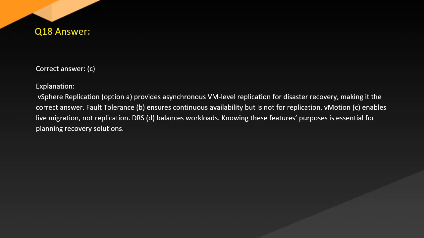Answer. Correct answer, C. Explanation. vSphere Replication, option A, provides asynchronous VM-level replication for disaster recovery, making it the correct answer. Fault Tolerance, B, ensures continuous availability but is not for replication. vMotion, C, enables live migration, not replication. DRS, D, balances workloads. Knowing these features' purposes is essential for planning recovery solutions.